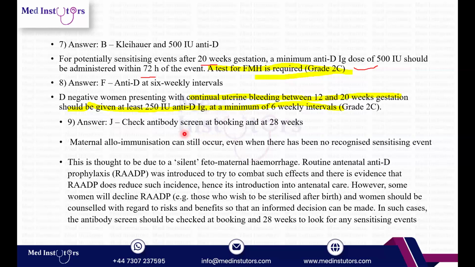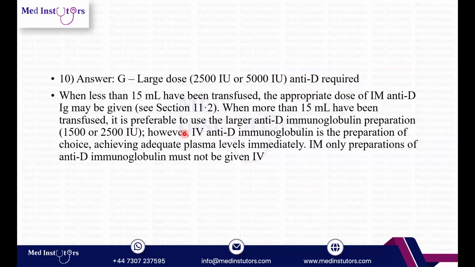So in the latest guideline, what they've also said is that you have to take consent for administering it, and you have to take consent even if she is declining the RAADP. Okay, clear so far, guys? Next, simple, you were all right. You have to give a large dose. When less than 15 ml has been transfused, the appropriate dose is given depending upon the FMH test that we do.